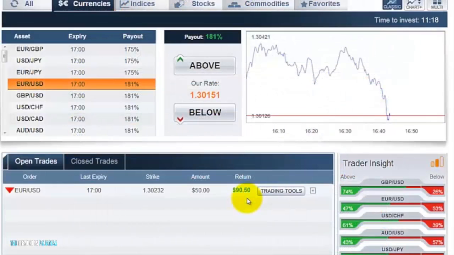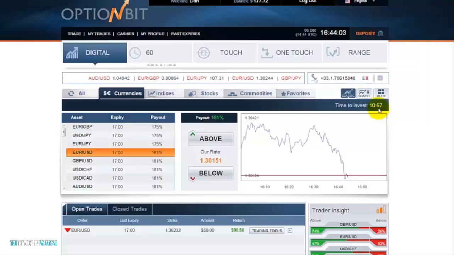So back to the $50 trade that's still wide open. If it comes in, I'll make a return of $90.50, which is actually a profit of $40.50. The strike column shows the exact Euro-USD rate at the time I entered into the trade, and the last expiry column shows the exact time the trade will expire, meaning the time when I'll know whether I've won or lost the trade. As you can see, this will happen at 5 p.m., which is just under 11 minutes from now.